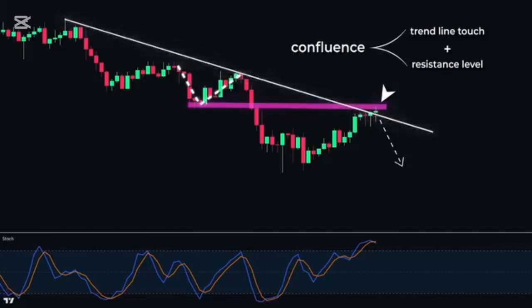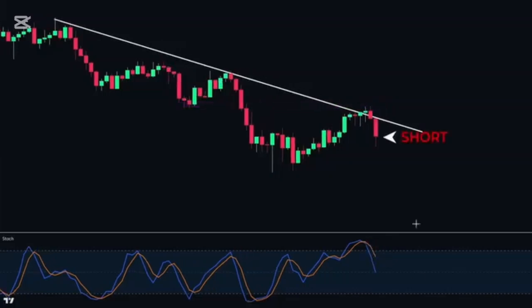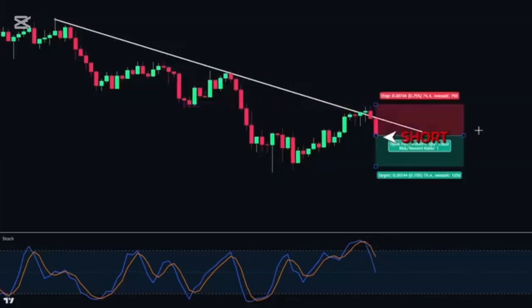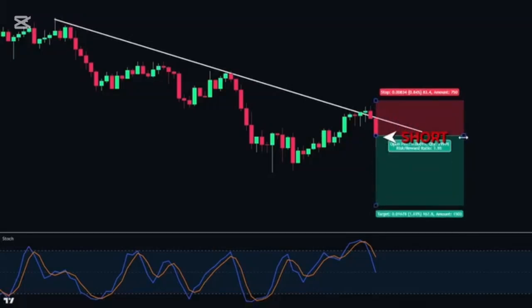For the final entry confirmation, we wait for the stochastic line to cross back inside the overbought level. Once that happens, we take a short position. Next, we can place a stop loss slightly above the swing high, and the take profit at 2 times the size of our stop loss.